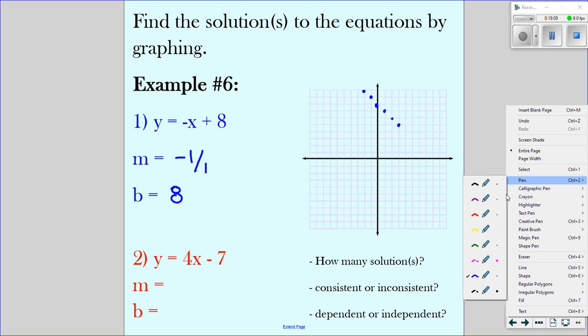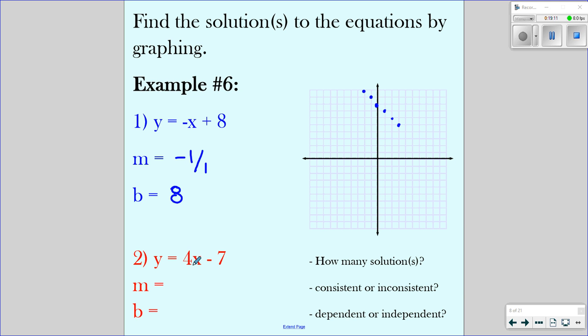So I'm going to go to the red one, the red line. So the slope is 4. I'm going to put 4/1 because we're going to graph it. And then the b is -7. So we look for -7, 1, 2, 3, 4, 5, 6, 7. And then we're going to go 4 up, 1, 2, 3, 4, and 1 to the right.